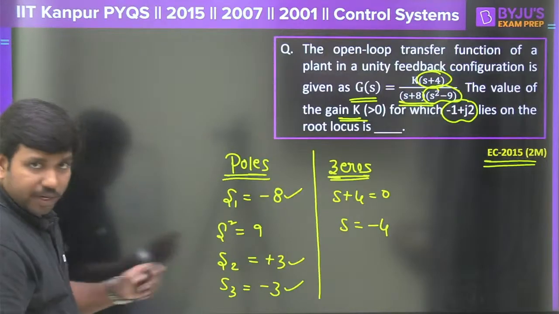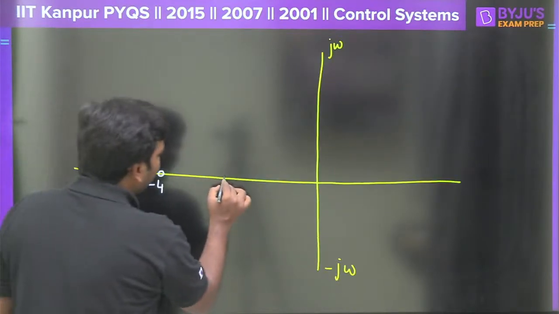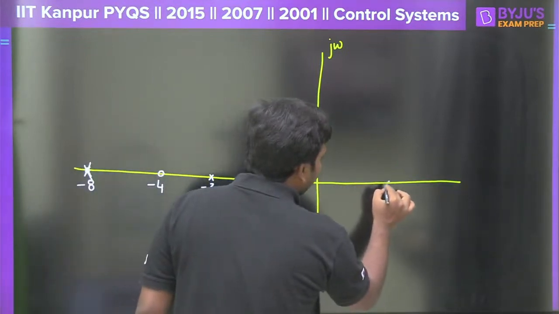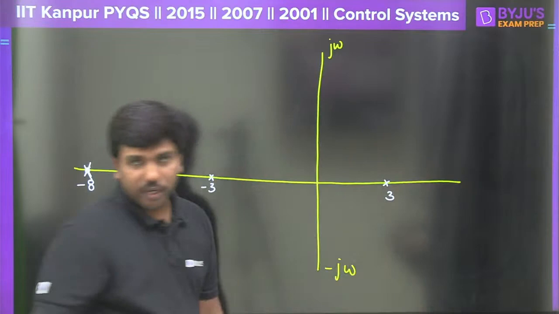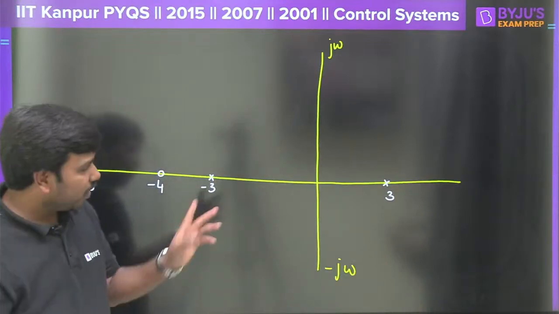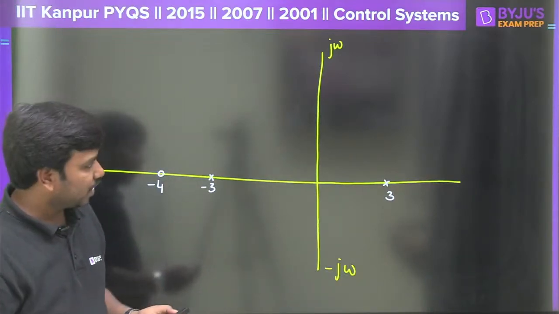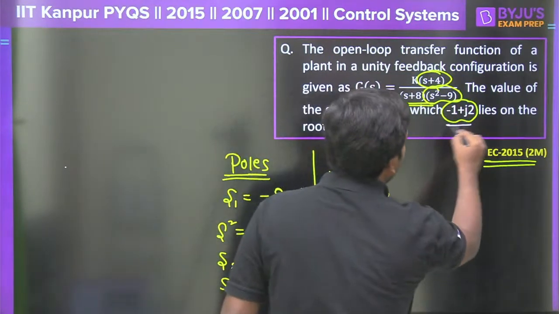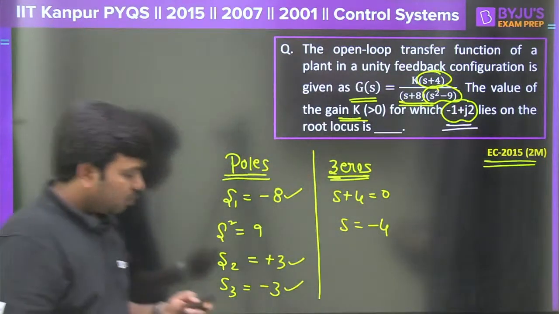Have you seen? Plus 3 and minus 3, right? So therefore, minus 3 I could take here. Of course, plus 3 I should take here. Correct? Plus 3 I should take here. Any one of you, have you got the answer for this? Because this is a wonderful question actually, right? So minus 1 plus j2, you require to evaluate the gain at that point. So what we should do?